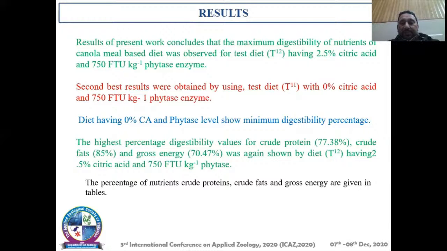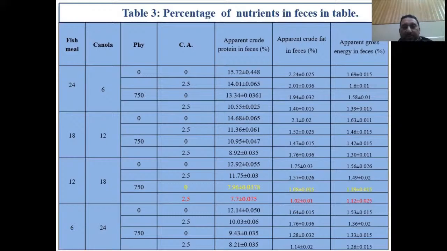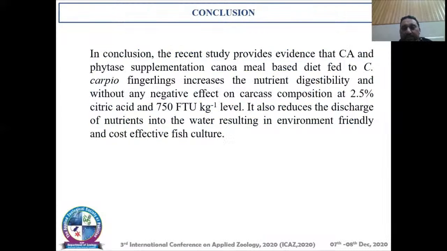The high percentage of digestibility values were crude protein 77.38, crude fat 85%, and gross energy 70.47 for the T12 diet having 5% citric acid and 750 FTU of phytase. This is the growth table. This is the nutrient digestibility table: crude fat, crude protein, and gross energy. This is the apparent digestibility of crude protein, crude fat, and gross energy.